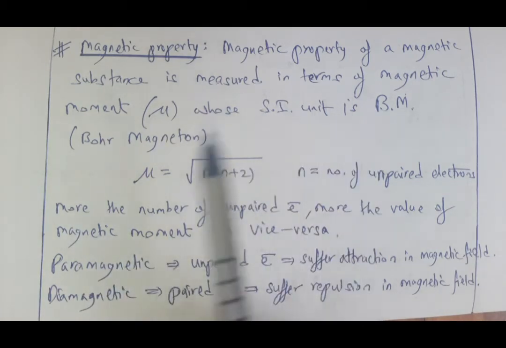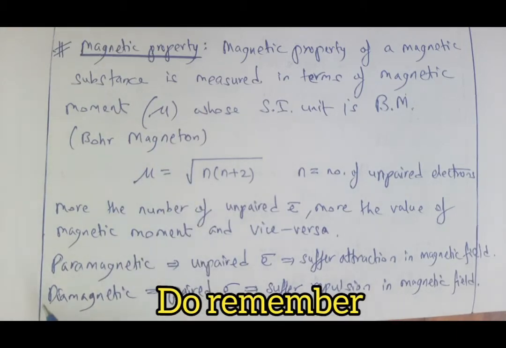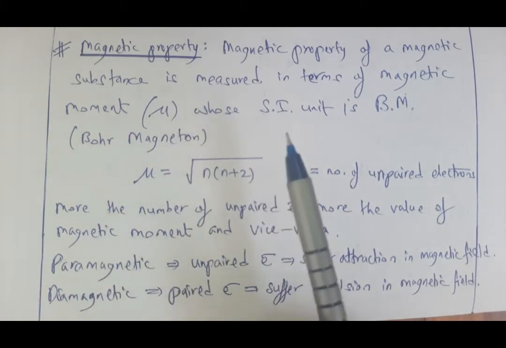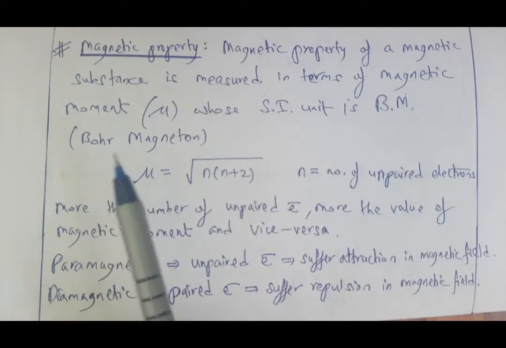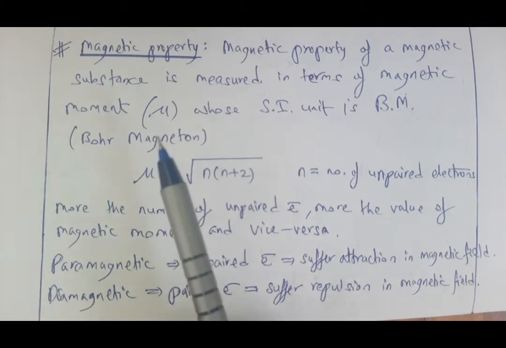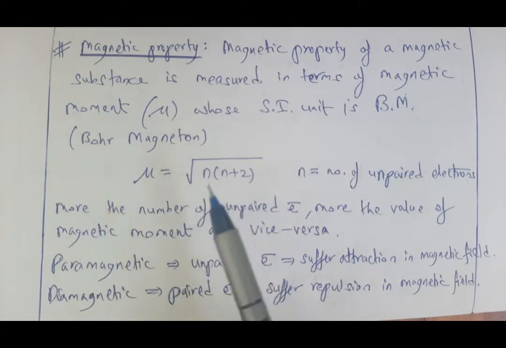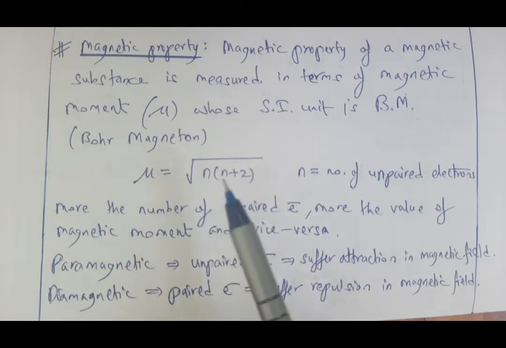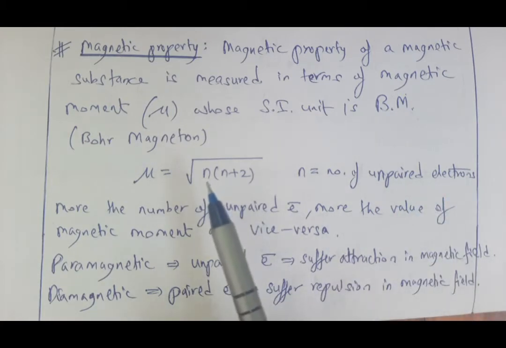So we measure in terms of magnetic moment, whose symbol is mu. The SI unit of magnetic moment is BM, whose full form is Bohr magneton. And the formula to calculate the magnetic moment of a magnetic substance is mu equals under root n into (n plus 2), where n stands for number of unpaired electrons.